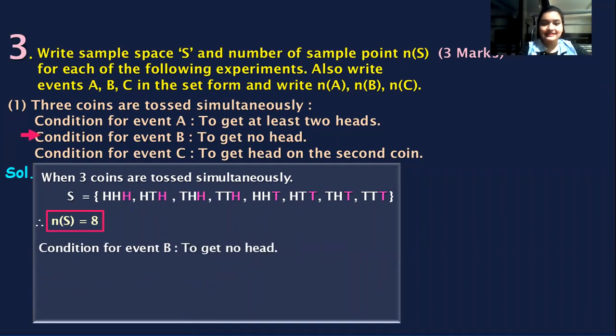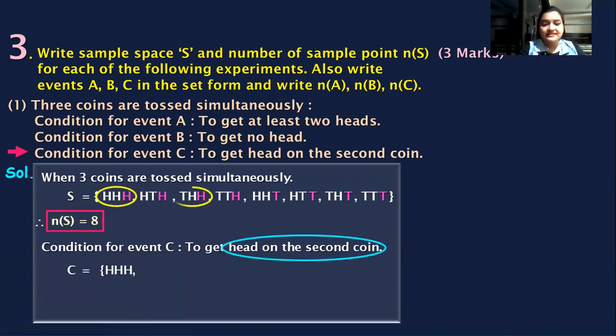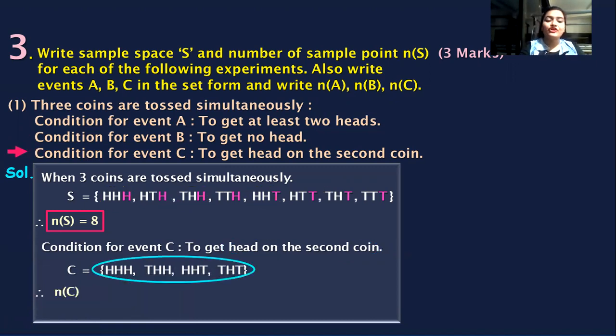Condition B says to get no head. So no head means T, T, T. So N of B will be 1. Condition C says to get head on the second coin. That means the center should be head: first coin, second coin, third coin. So the center, the middle one, should be head. So this will be okay, this will be okay, this will be okay, yeah, this will be okay. So N of C is 4. The easiest chapter. I hope you have understood till here.